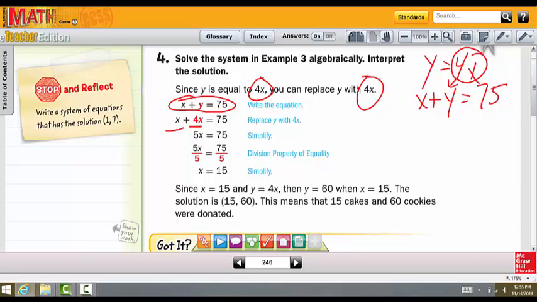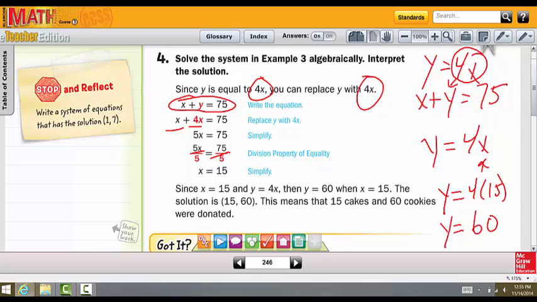So obviously x plus 4x is 5x. So we have 5x equals 75. The next thing we are going to do is divide both sides by 5. 5x divided by 5 is x, and 75 divided by 5 is 15. So since x is 15, we can then say, because y equals 4x, we can put 15 in for x right here and say that y equals 4 times 15 and do the math, and we get y equals 60. We have x equals 15 and y equals 60.